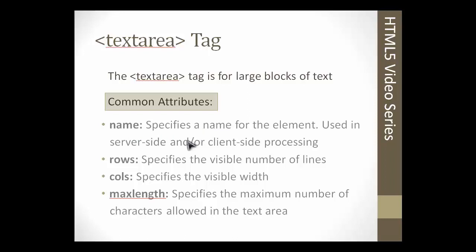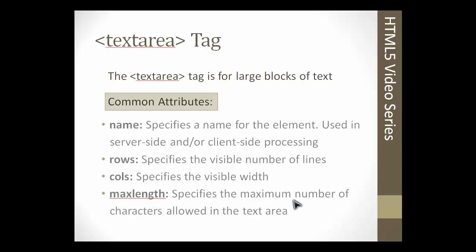input type tags, and it has a rows and a cols attribute. The rows would specify the length, the number of lines of the text area, and the cols would specify the visible width, so it would be the number of vertical columns.